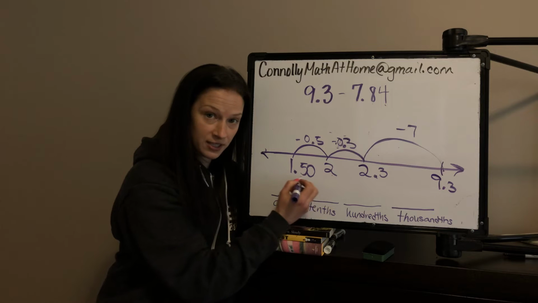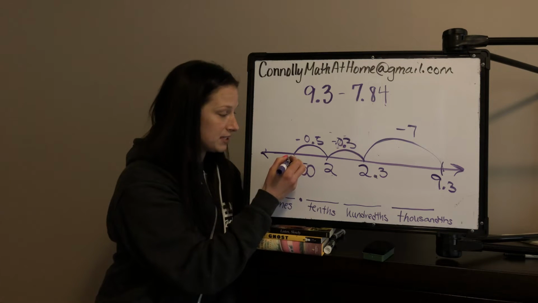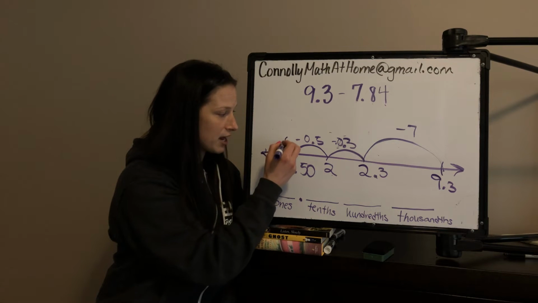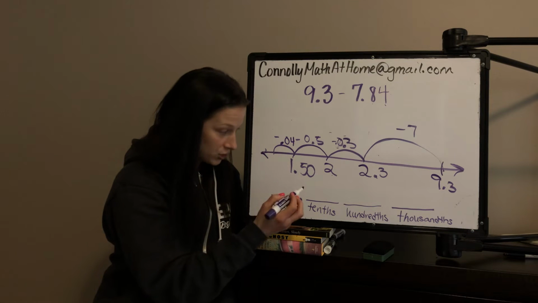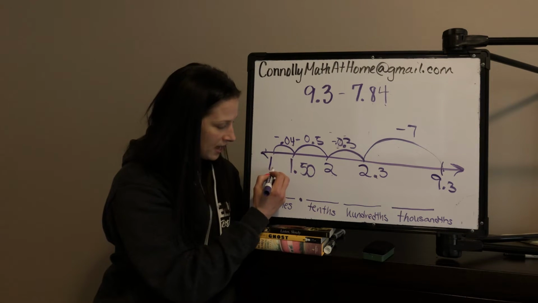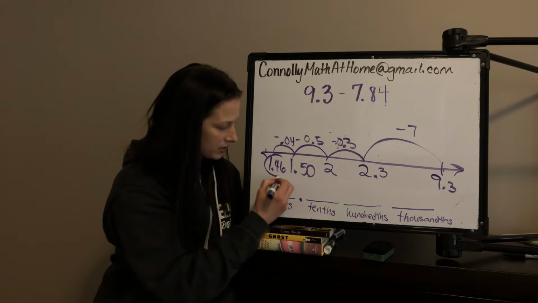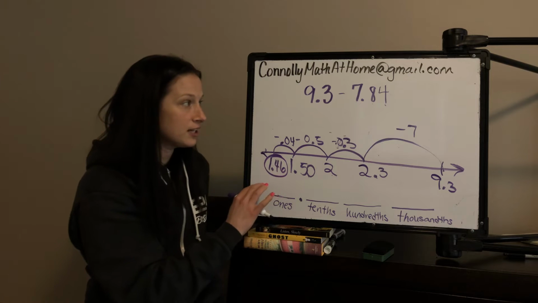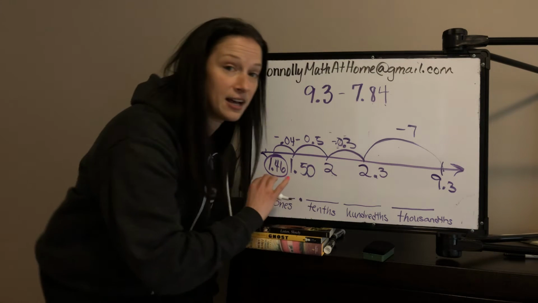I wrote an equivalent decimal here so that it was easy for me to keep track of subtracting 4 hundredths. So 50 hundredths minus 4 hundredths, I get to 1 46 hundredths. So my answer here is what I land on.